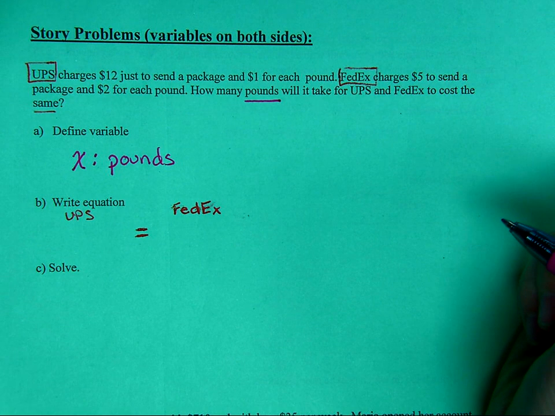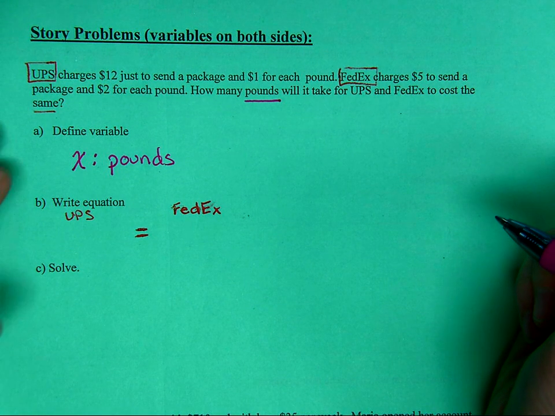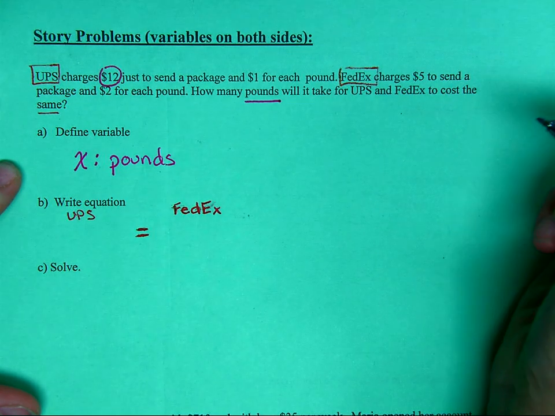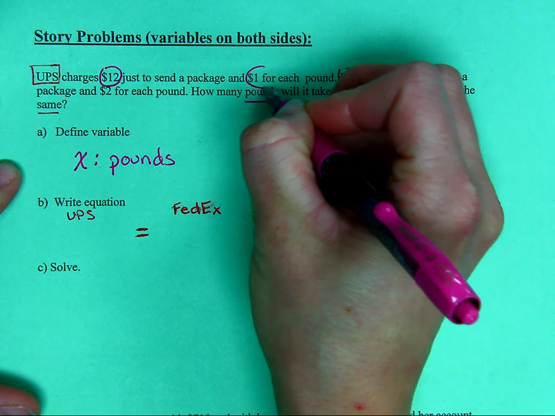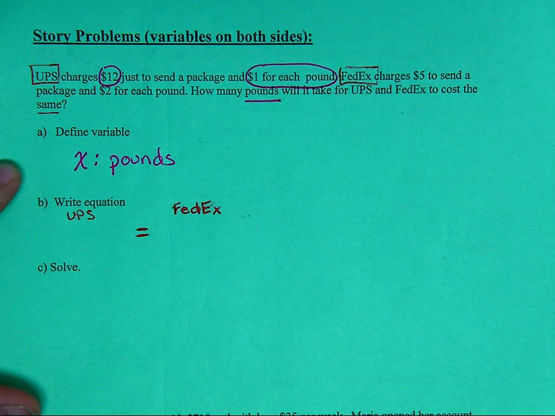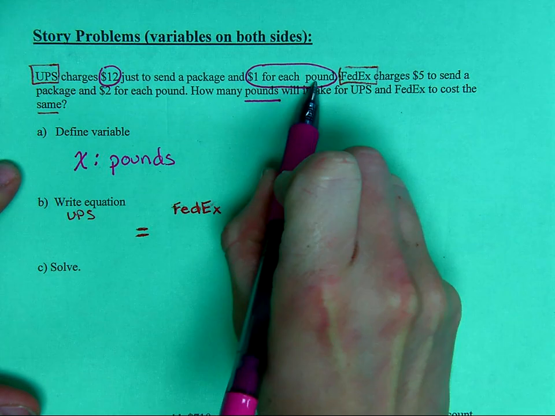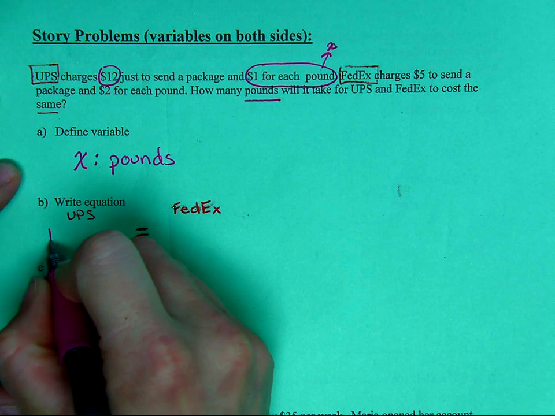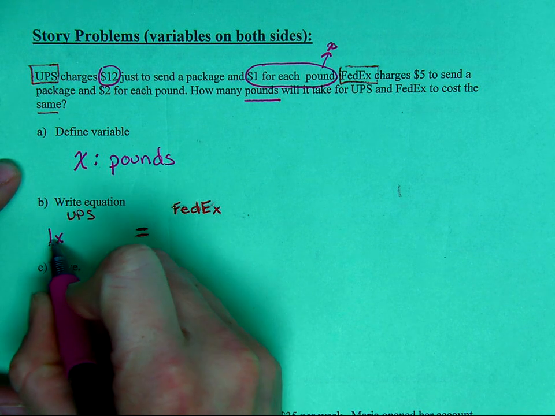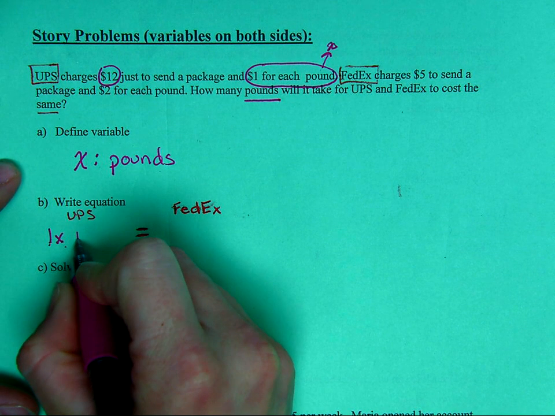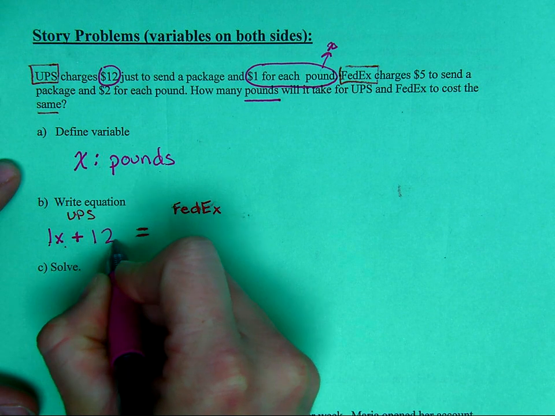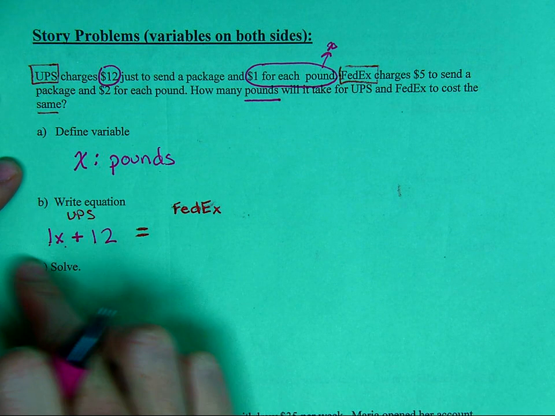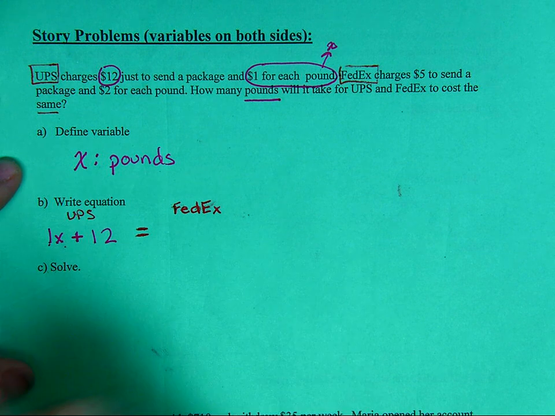Okay. So if I'm looking at UPS, I have two numbers. It's $12 to send a package, and it's $1 for every pound that package is. So notice pounds here, this is my variable. So 1x, so $1 for every pound, plus the $12 I have to send a package. Okay, that's calculating my total cost for UPS.